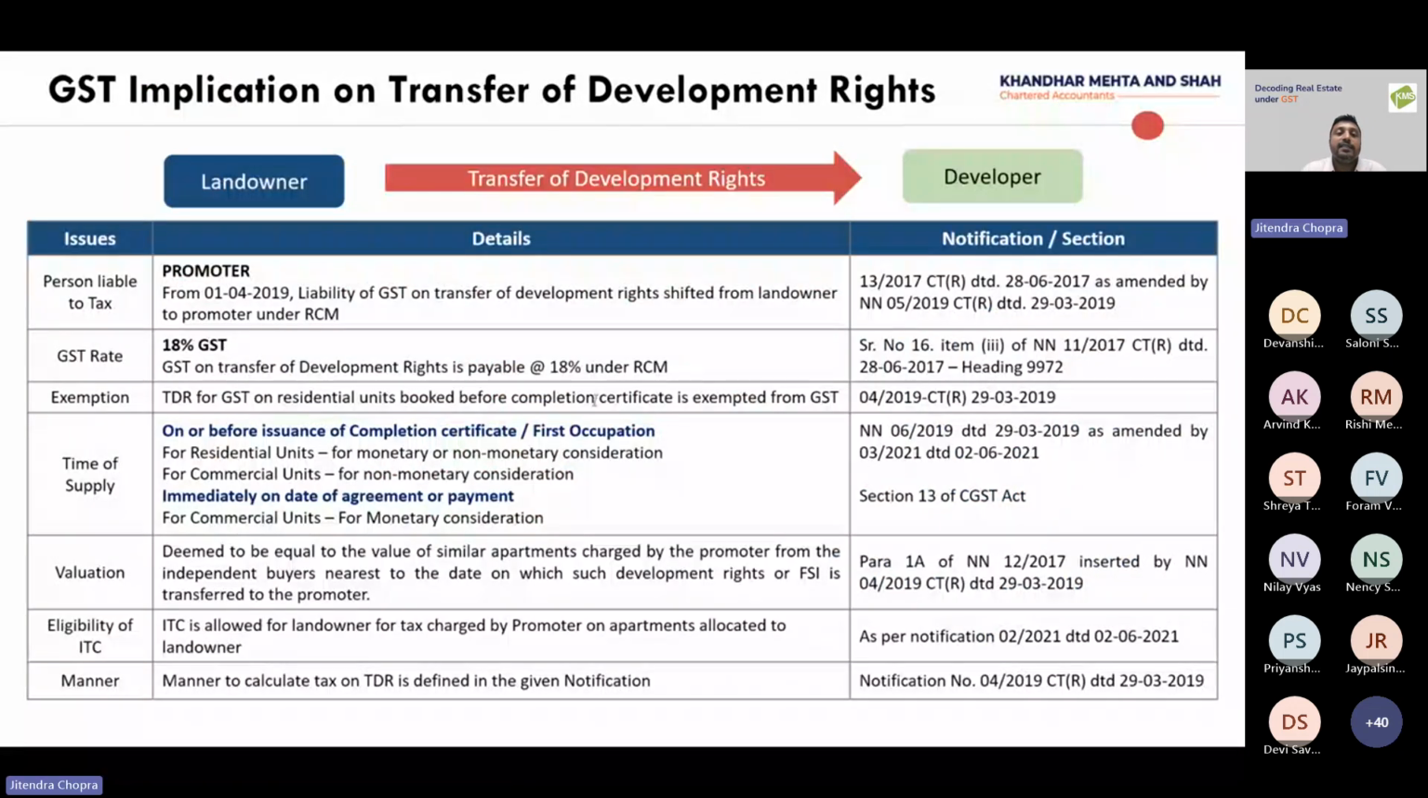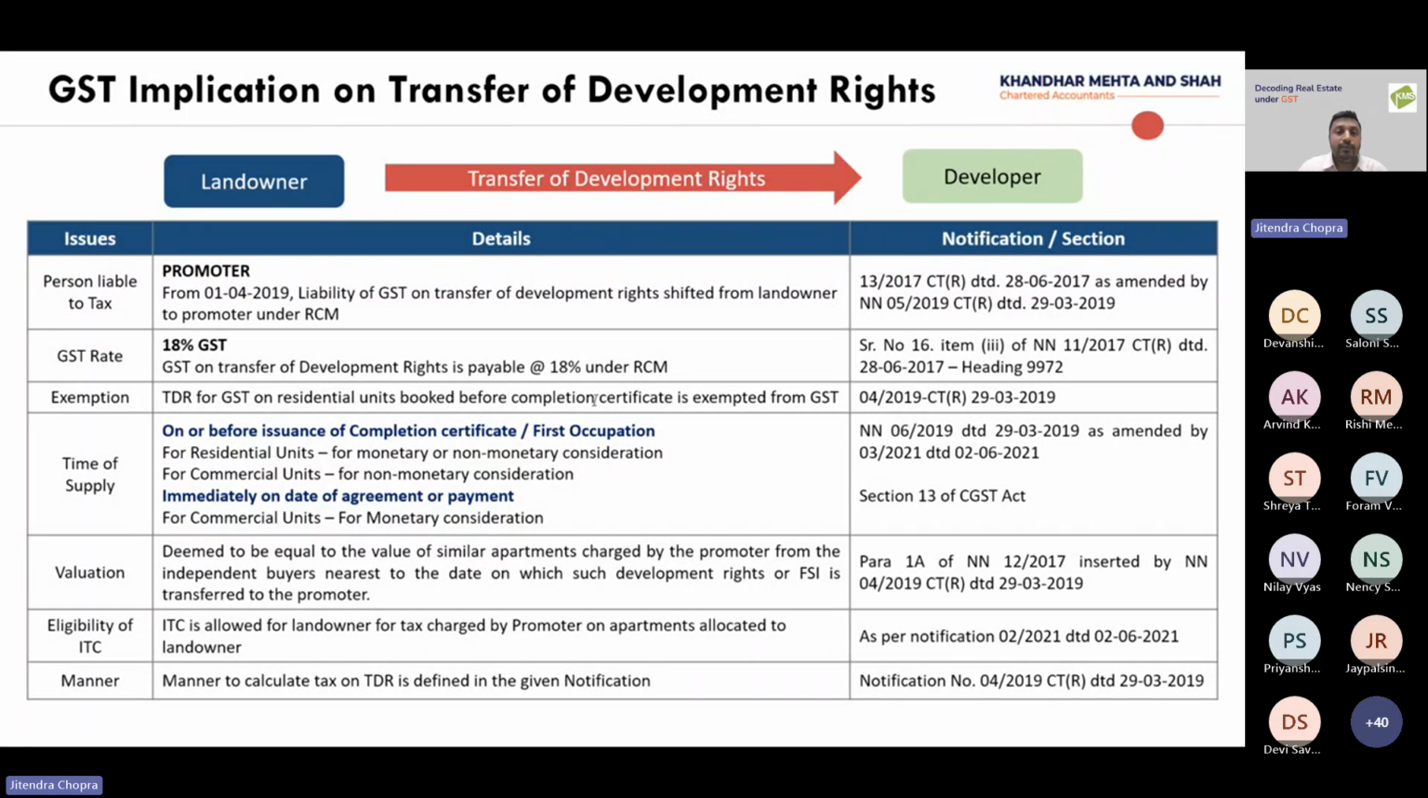Now, let us examine the overall taxability of TDR under JDA. Who will pay GST on TDR? The promoter, under RCM as per entry 5B of the reverse charge notification. The rate will be 18%. But one of the most important and beneficial provisions related to taxation of TDR is the exemption available for residential units booked before due. Practically, GST on TDR is not payable on the portion of residential area which is booked before due.